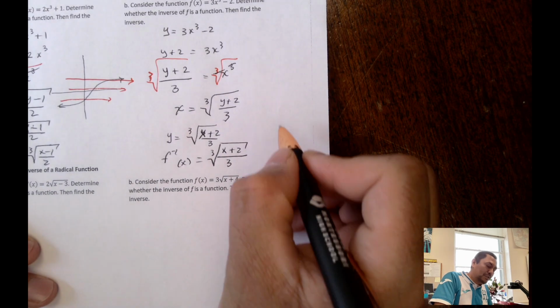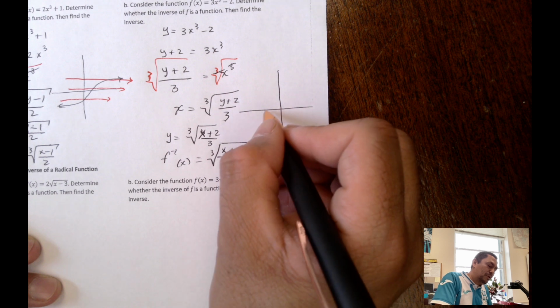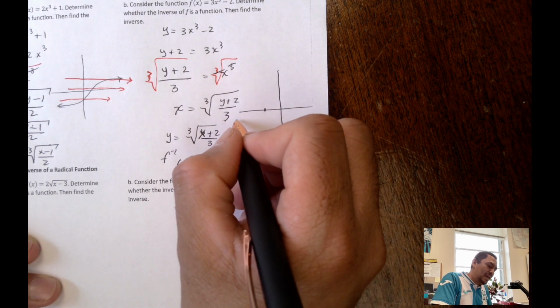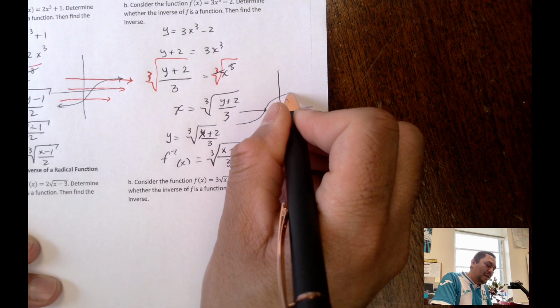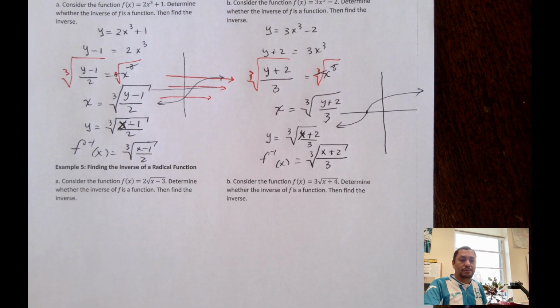If we graph, we're going to have something like this one, and x plus 2, so it will move to the negative side. And we go this way. So definitely a function also.